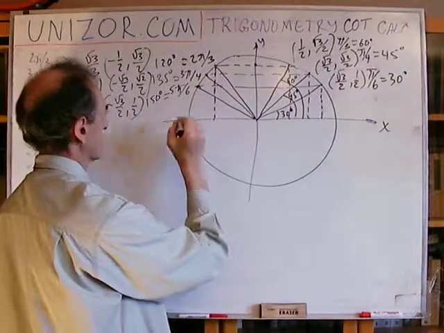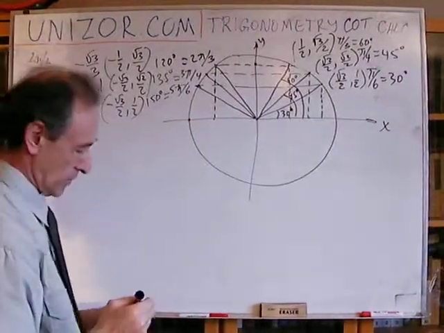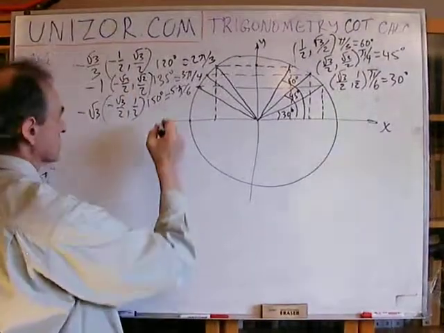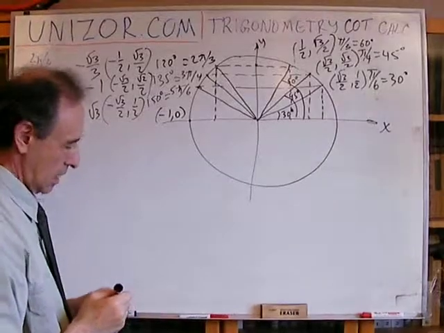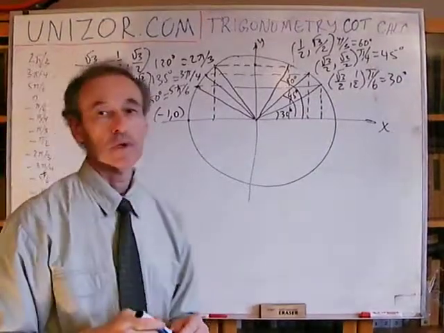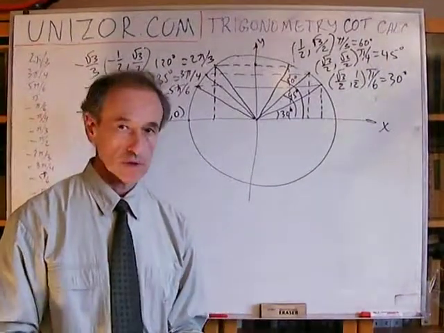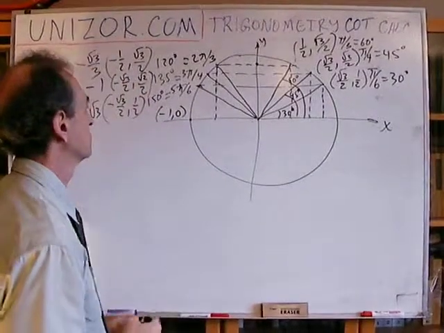Now this next is pi. Now pi has coordinates minus 1, 0. Now, I cannot divide by zero, so the cotangent is not defined at this particular point.